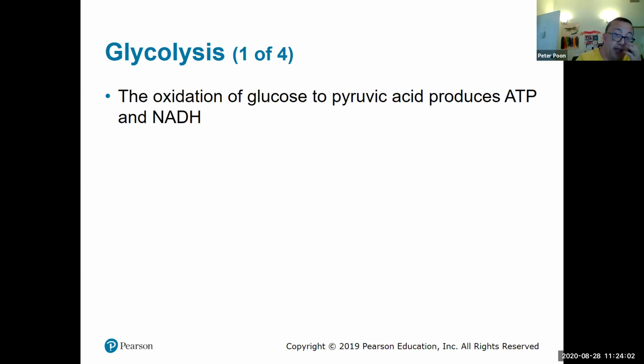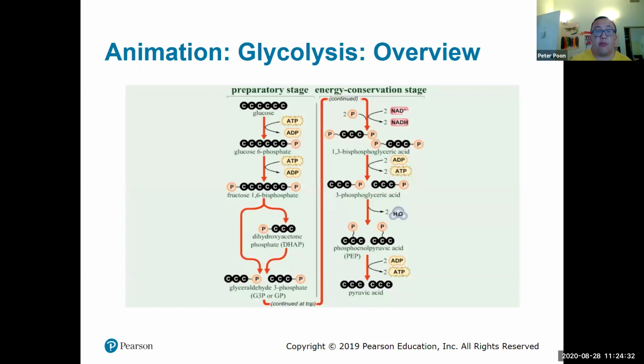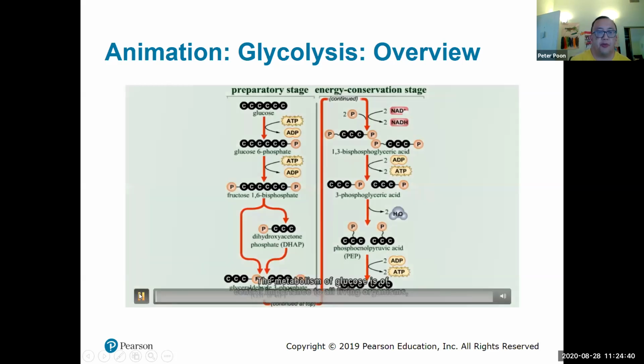Okay, so the first thing that happens is glycolysis, the breaking down of glucose into pyruvate or pyruvic acid. Pyruvate and pyruvic acid mean the same thing. This step produces ATP, which is energy, and NADH, which is a reduced molecule that's capable of producing energy down the line. So this is glycolysis.